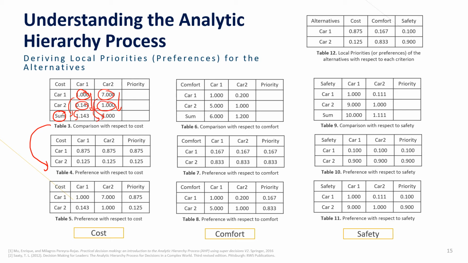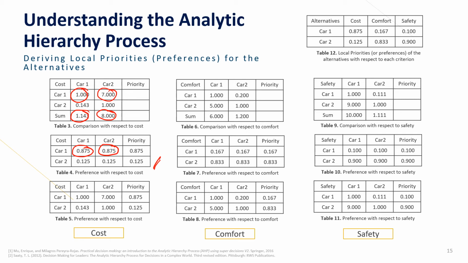Okay, for example, this one, 1 divided by 1.143, it should be equal to this. And then this one, 7 divided by 8, equal to 0.8. Okay, this will be the normalizations.